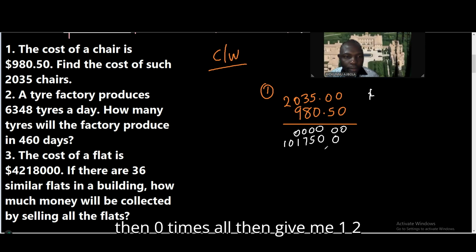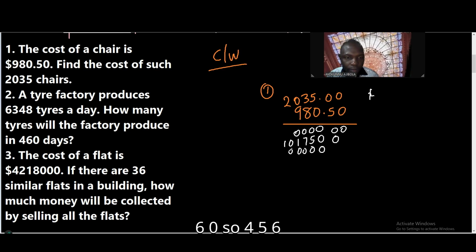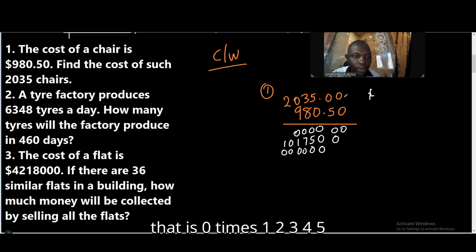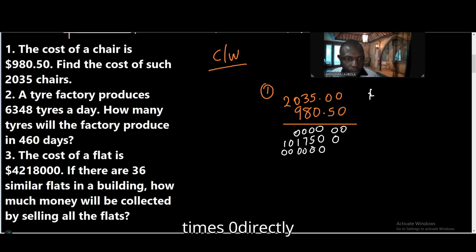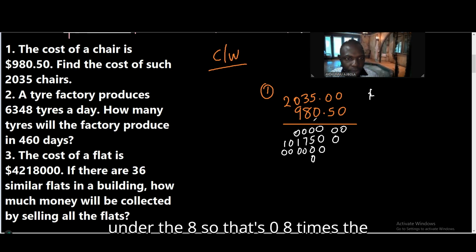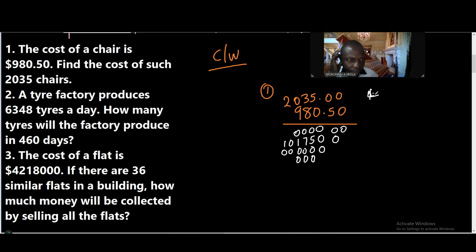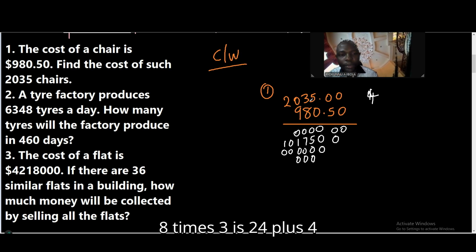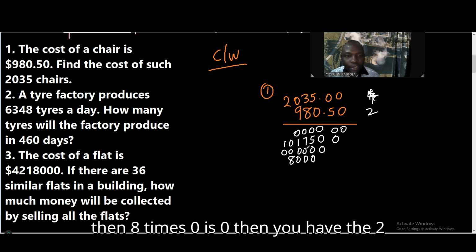Then 0 times all of them give me 1, 2, 3, 4, 5, 6 zeros. That is 0 times 1, 2, 3, 4, 5, 6 digits. I put it there. Then 8 times 0 is directly under the 8. So that's 0. 8 times the second 0. Then 8 times 5 is 40 and keep 4. 8 times 3 is 24 plus 4, that's 28. I keep 2. Then 8 times 0 is 0.